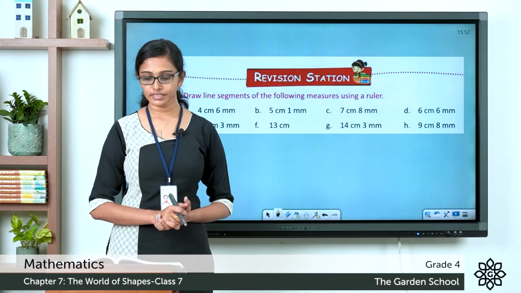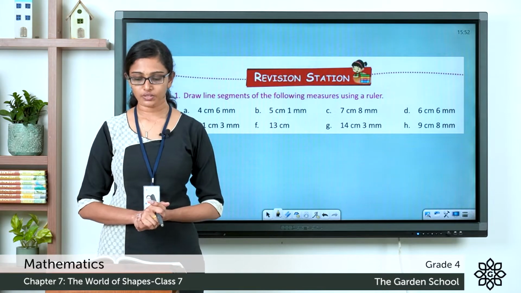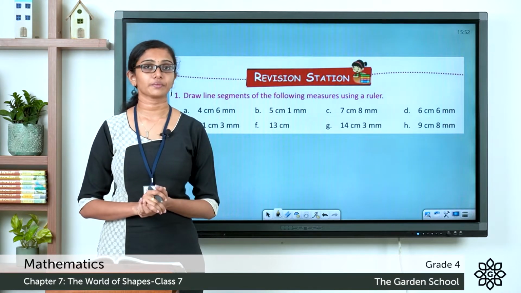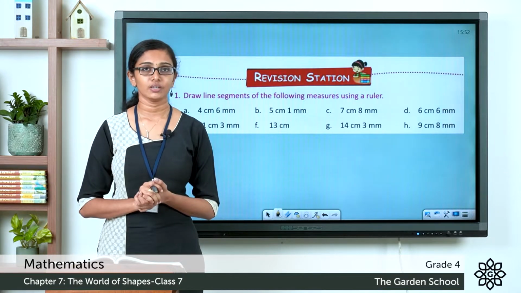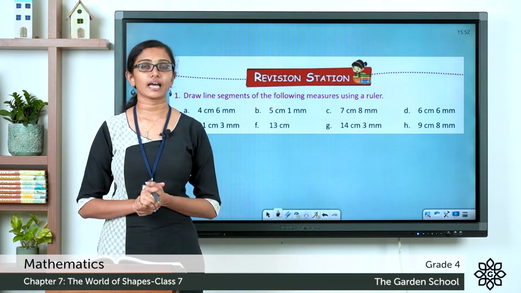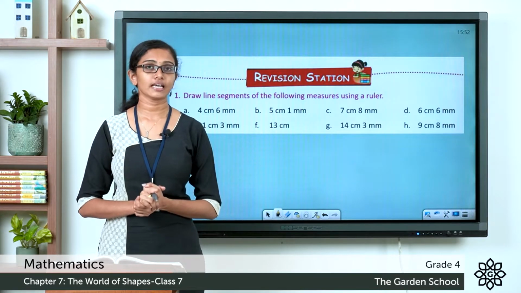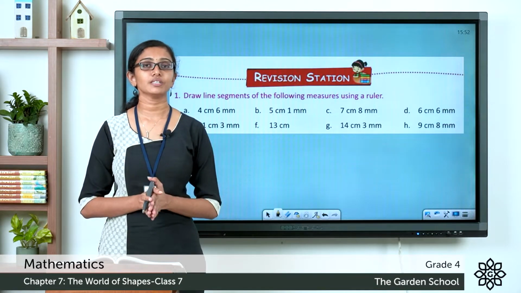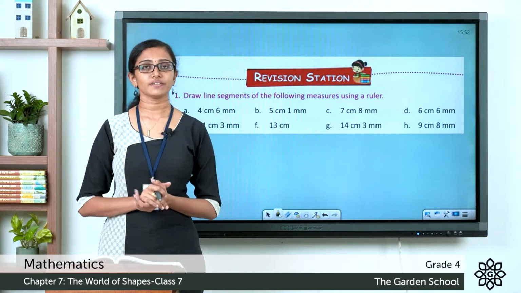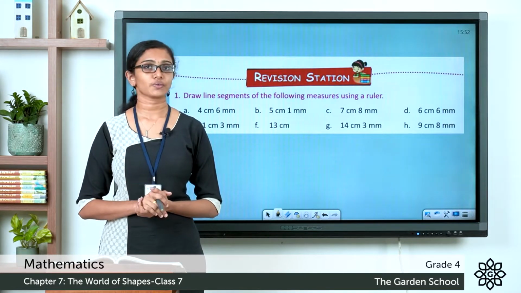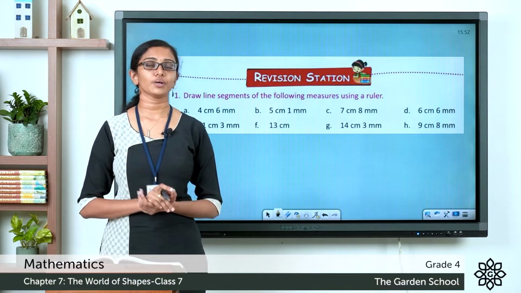Draw line segments of the following measures using a ruler. So what is a line segment? A line segment is a part of a line which has two endpoints and a definite length which we can measure using a ruler. We have already learned how we can draw line segments using a ruler. So as a revision, we'll work out the first question here in class and the rest of the questions you have to do yourself in your notebook.